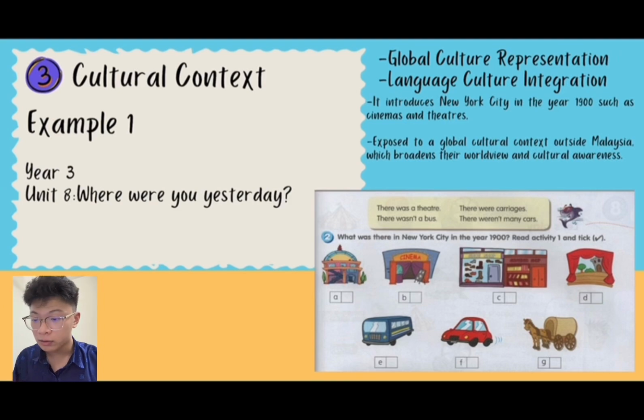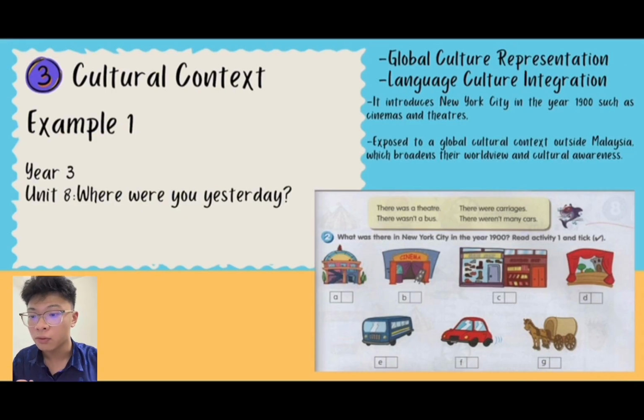So how is this topic relevant to our culture context for our young English learners? So there are three main points. The first two main points will be the global culture representation and also the language culture integrations. This is because it introduced New York City in the 19th century, such as cinemas and also theaters. This helps children to understand that, back in the 19th century, New York City already had this kind of entertainment such as cinemas and also theaters.